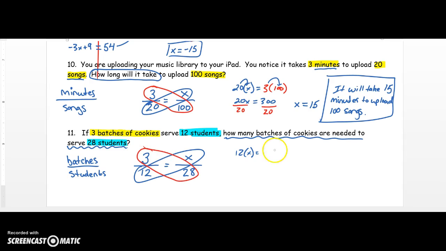So you do 12 times x and you do 3 times 28. So here you have 12x equals 3 times 28, which is 84. Go ahead and divide on both sides by 12. And you get x equals 7. So how many batches of cookies are needed to serve 28 students? 7 batches of cookies are needed.